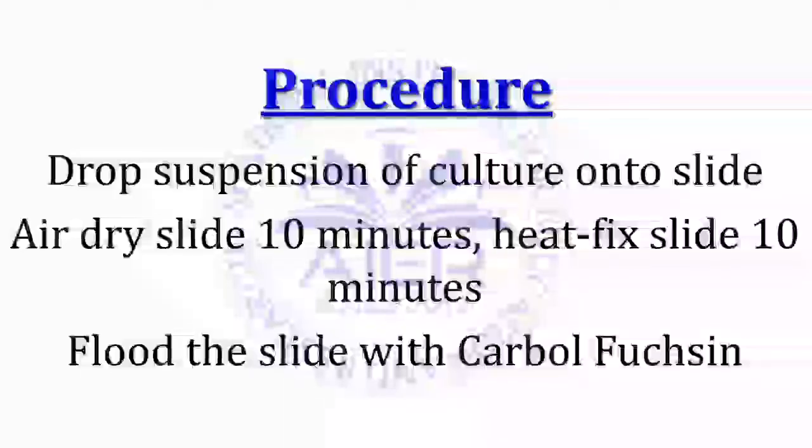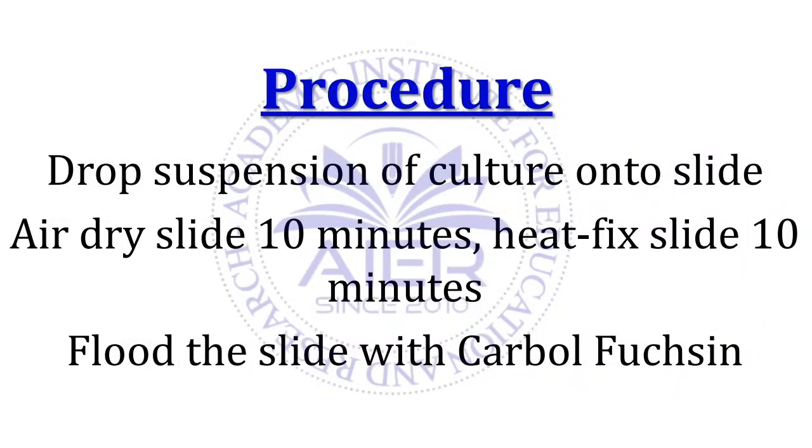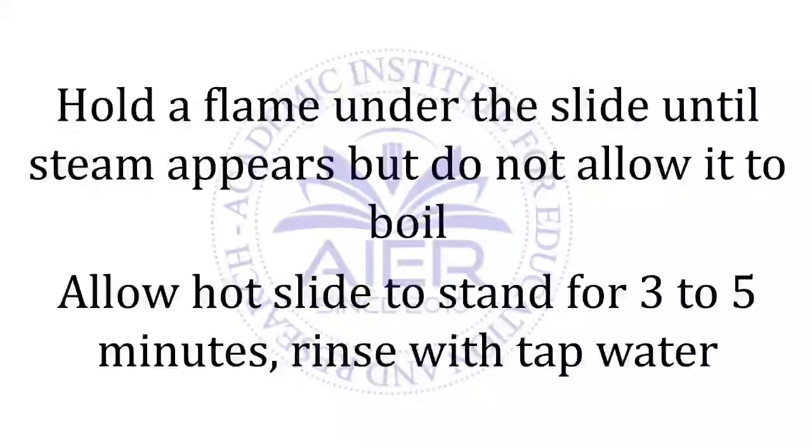Procedure: drop a suspension of culture onto the slide, air dry the slide for 10 minutes, then heat fix the slide for another 10 minutes, and flood the slide with carbol-fuchsin. Thereafter add plenty of carbol-fuchsin over it. Hold the flame under the slide until steam appears, but do not allow it to boil. After the application of the carbol-fuchsin, you place the slide over the flame, and evaporation of the carbol-fuchsin will happen and create steam. But we should not allow the carbol-fuchsin to boil.